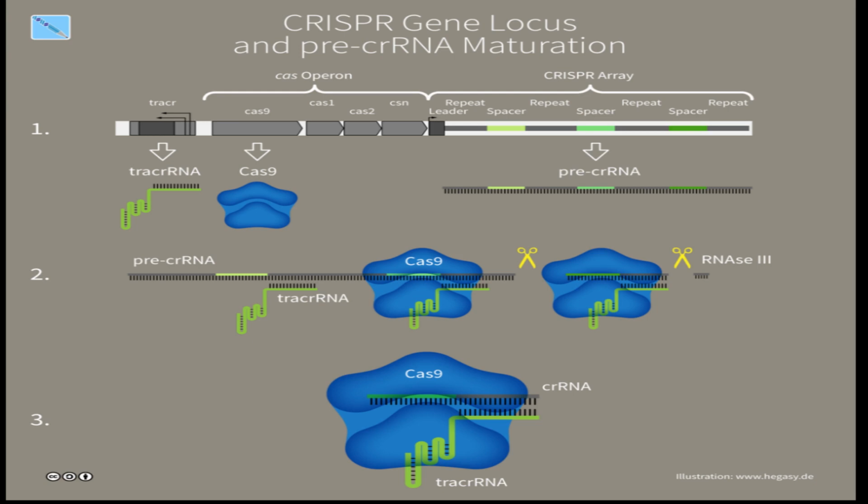To execute its interference function, CRISPR RNA must be created from the CRISPR sequence. Initially, crRNA is transcribed as part of a long transcript that covers much of the CRISPR array. This transcript is later sliced by Cas proteins, producing crRNAs. However, the method for generating crRNAs varies among CRISPR-Cas systems.